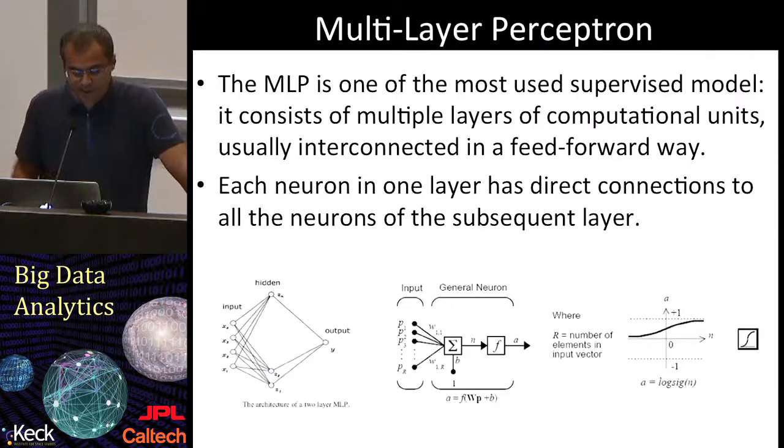The multilayer perceptron is one of the most used supervised models. It consists of multiple layers of computational units, usually interconnected in a feed-forward way. In a multilayer perceptron, each neuron in one layer has direct connections to all the neurons of the subsequent layer, so it's fully interconnected.